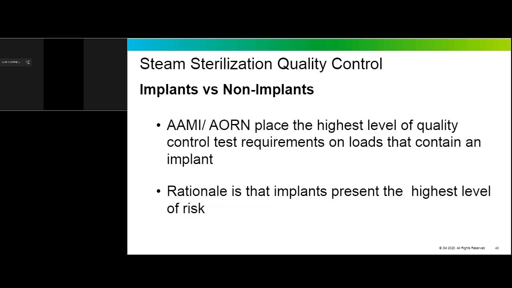Now, AAMI and AORN, and in fact the CDC, really place a higher level of importance on loads that contain an implantable device. And the FDA defines an implant, just so you know, as something that's going to stay in a natural or surgical cavity of the human body for more than 30 days. And the rationale, of course, is that because they're being left in the body, those implants present a higher level of risk.